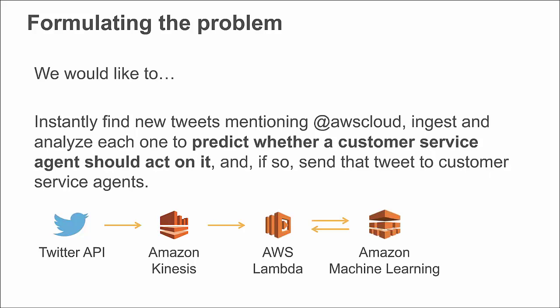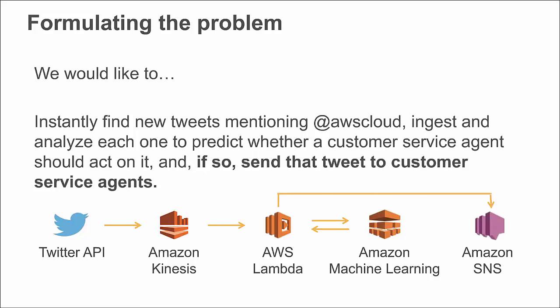Finally, we have Amazon Machine Learning. Amazon Machine Learning will be used to inspect an individual tweet that's coming in and decide whether it's customer service actionable or not. And once we do find tweets that are actionable, we'll use Amazon SNS to distribute these tweets to customer service agents. SNS can send events or messages to a variety of applications. In our case, we will connect it to an email application. So customer service agents will instantly receive an email when a new actionable tweet is detected.